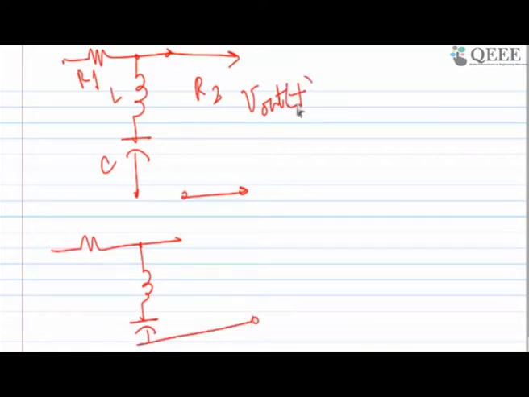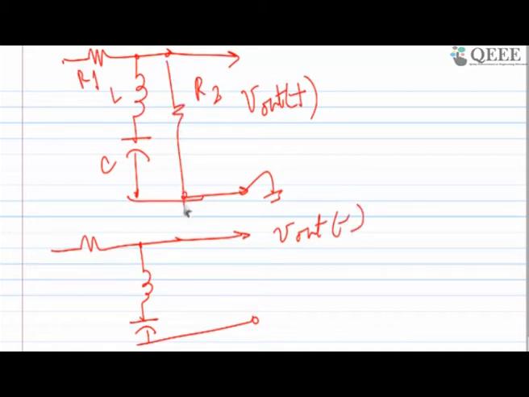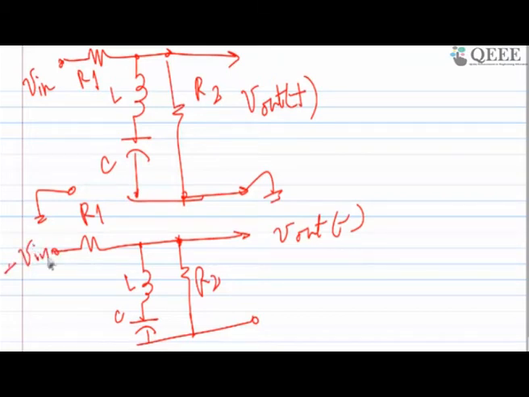Let's call this one V out plus with respect to ground, and this one V out minus. So I'm drawing the same circuit, which is this side, and replicating that circuit to this side. Same components, same values, everything is the same. And I'm calling this one V in with respect to ground, and this one minus V in with respect to ground.